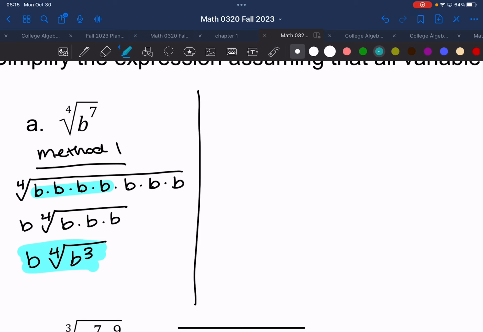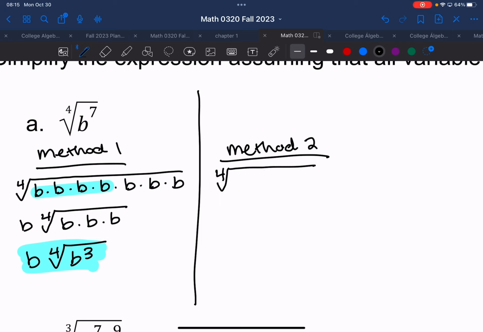Okay, method 2 is instead of writing all our b's out, we're just going to separate them by the exponents. So that means that the 4th root of b to the 7th can be written as b to the 4th and b to the 3rd. Because the property of exponents says if we are multiplying the bases that are the same, we can add the exponents. So this is the same as saying 4 plus 3, which is b to the 7th.